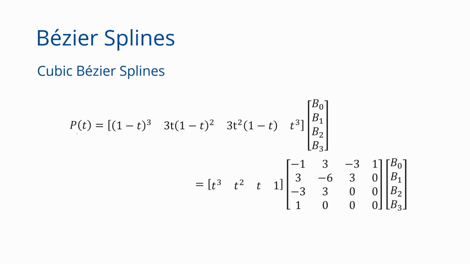You can also write the cubic Bezier spline as this monomial basis times this weight matrix times this geometry matrix. These two together form the blending function matrix that we had seen in the cubic spline lecture, and this forms the geometry matrix for the cubic Bezier spline.